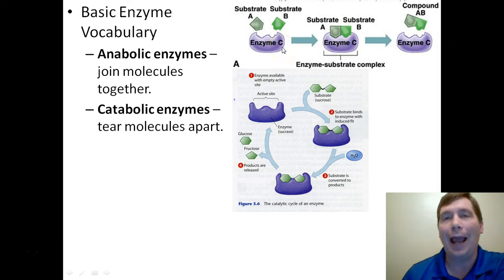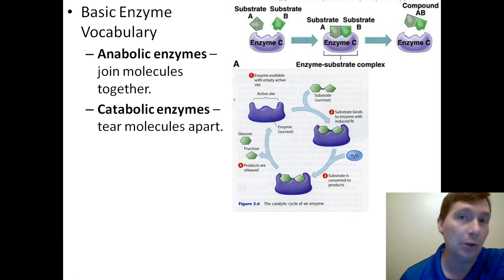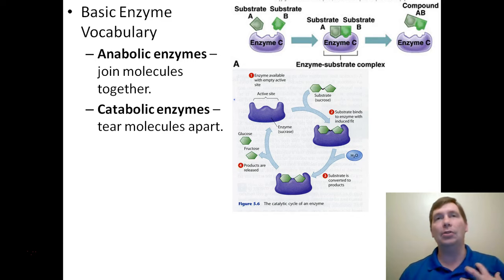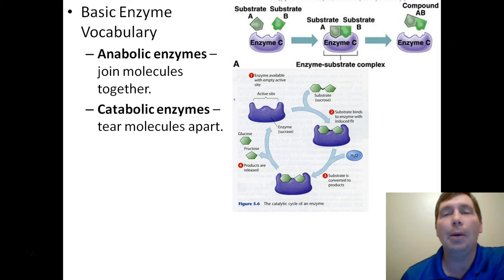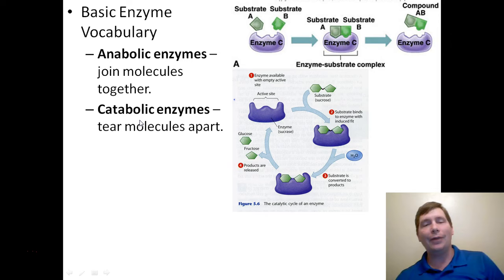How I remember anabolic is the proper name for steroids is anabolic steroids. Anabolic means to build. Someone who takes steroids is going to build some muscle. They're going to shrink something else, but they're going to build some muscle. And so that's how you can remember anabolic. Anabolic builds. The other type of enzymes we have is catabolic enzymes.